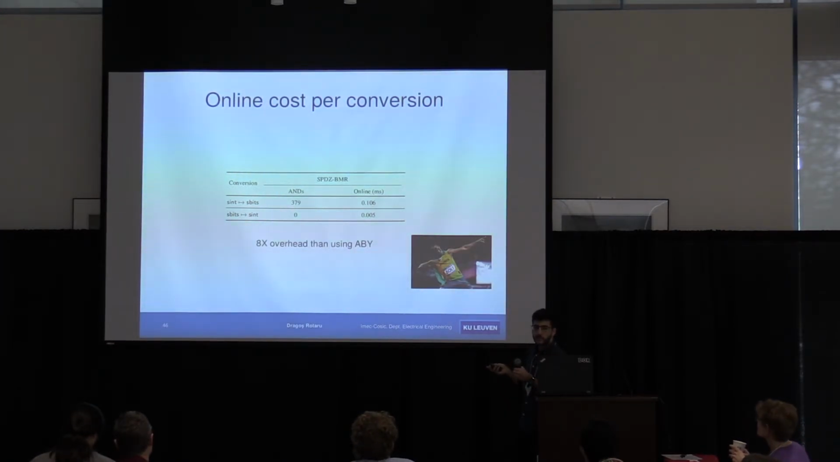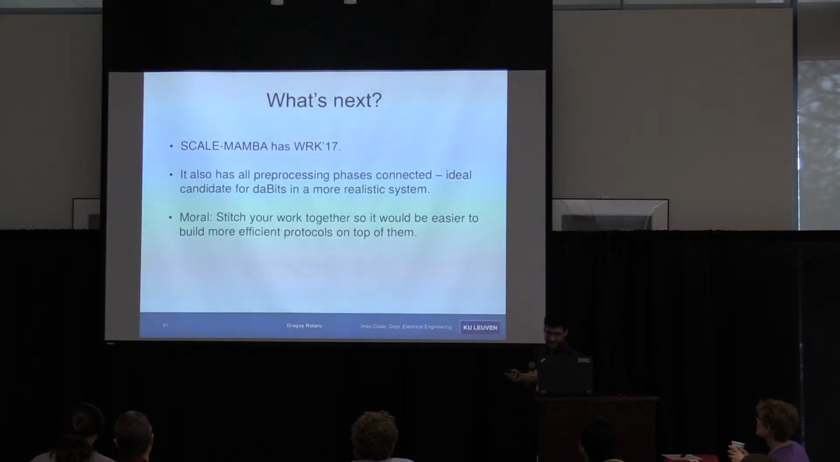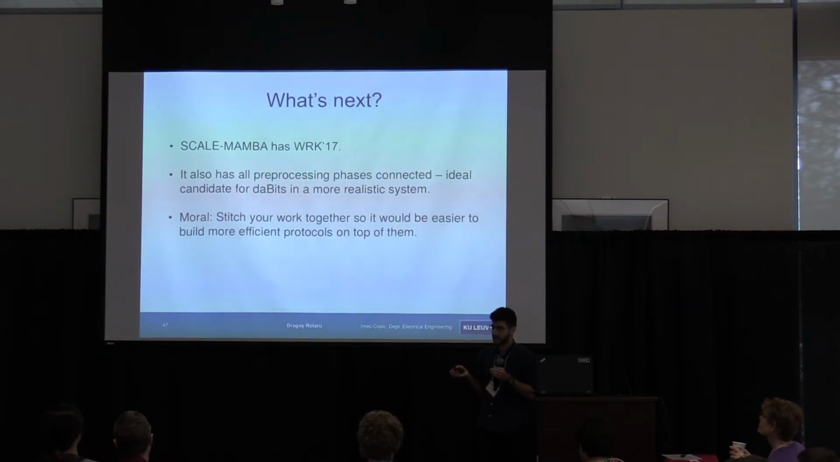Okay, so Usain Bolt approves. This is slightly fast. So what's next? Well, nowadays Scale Mamba has WRK inside it, so it also has all the pre-processing phases connected. It's the perfect candidate for daBit because we use all sorts of pre-processing.